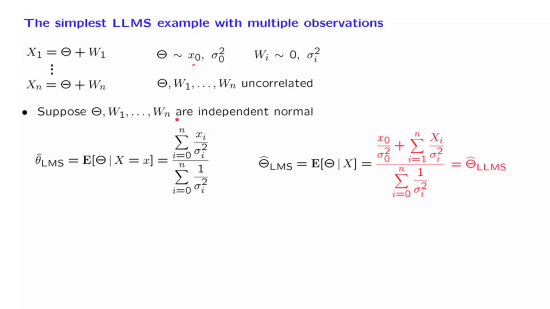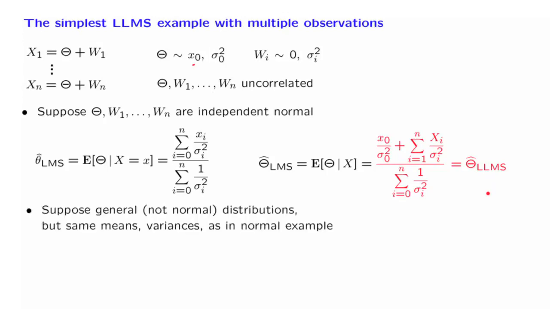So for the special case where our random variables are independent and normal, we have a formula for the best linear estimator. Now, what if they are not normal? Suppose that they are not normal, but that they have the same means and variances as in the normal example. Since these means and variances are the same, and since these random variables are uncorrelated, it follows that also all kinds of covariances between the random variables involved here are going to be the same as for the normal example.